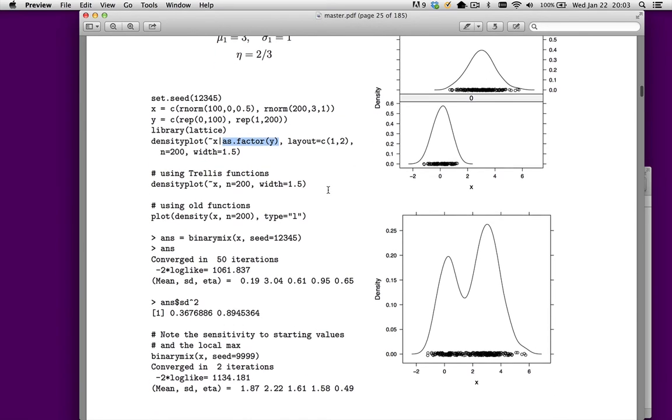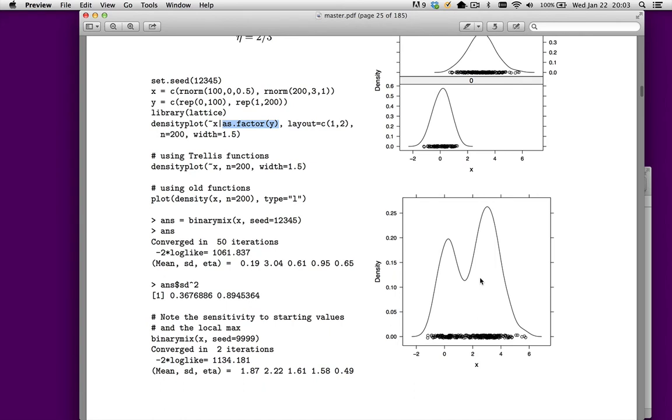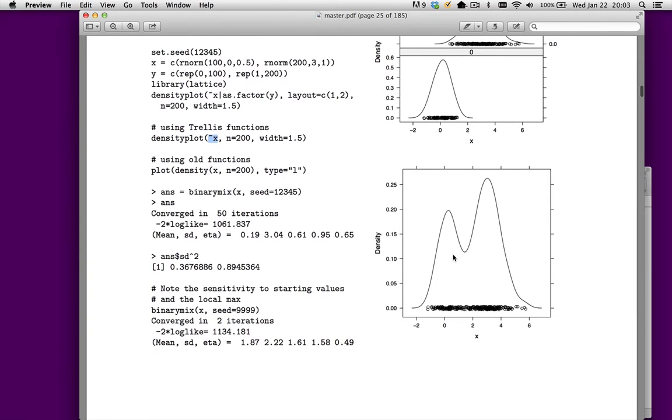Now, to get the graph in the lower right of the figure, we drop the conditioning. So if I just say, give me a density plot of x, this gives it to us. All right. If I call up my binary mix function on the previous page, here's what we get. Converges in 50 iterations, certain negative 2 log likelihood, and here are the parameter estimates.